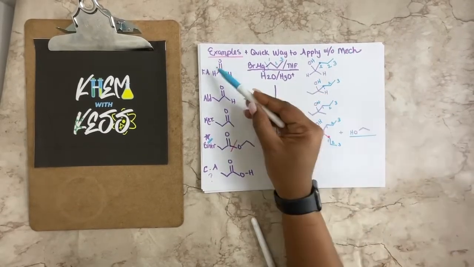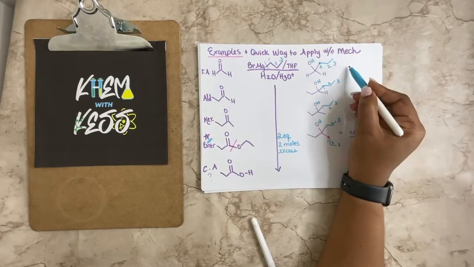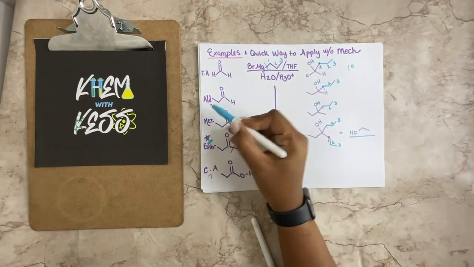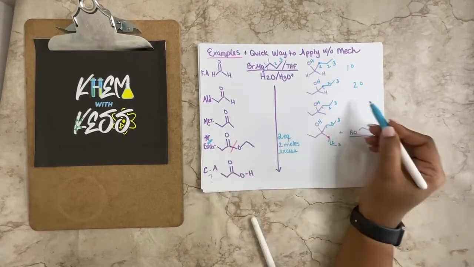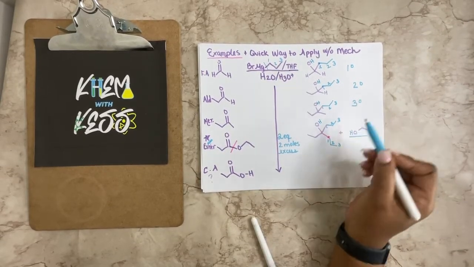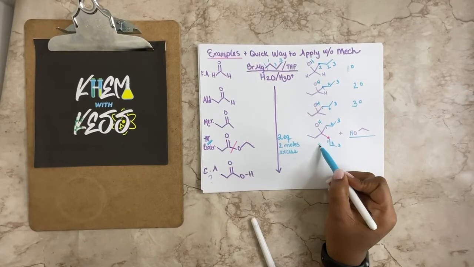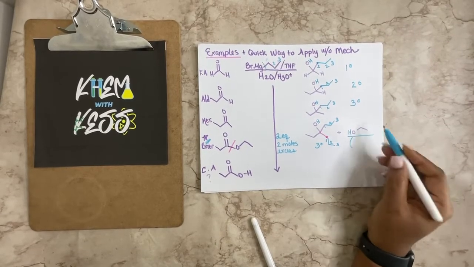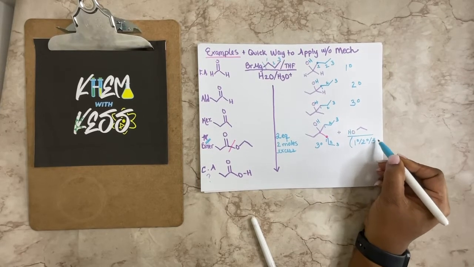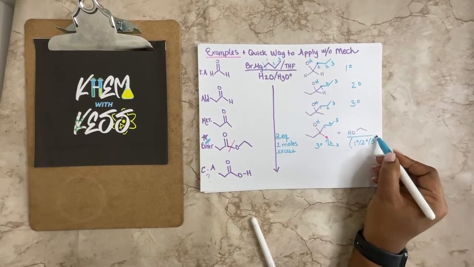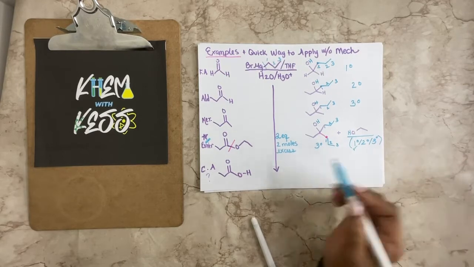So starting from a formaldehyde, we get a primary alcohol. An aldehyde yields us a secondary alcohol. Ketones yield tertiary. Esters yield tertiary. And again, this will always become an alcohol. It just depends on the group that's attached. In this case, it was primary.